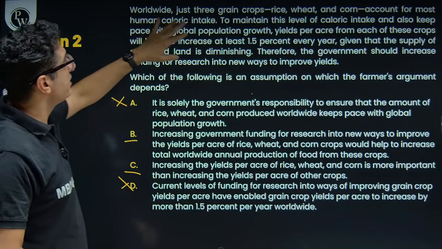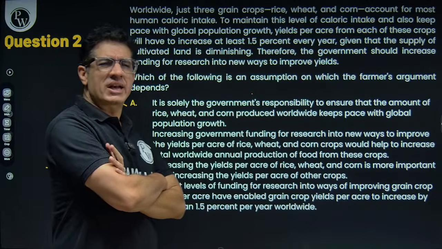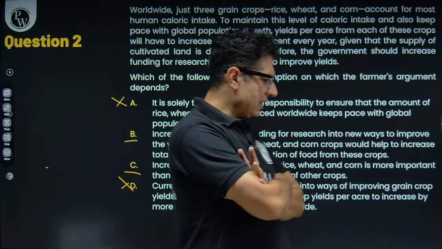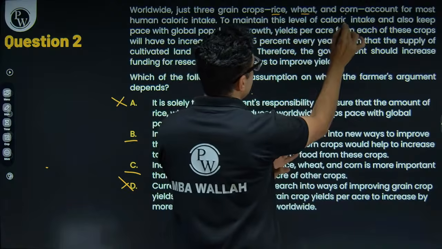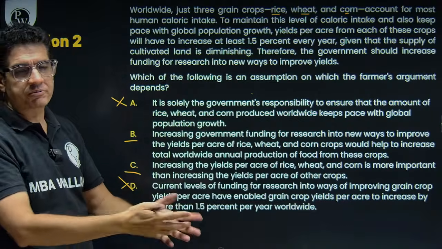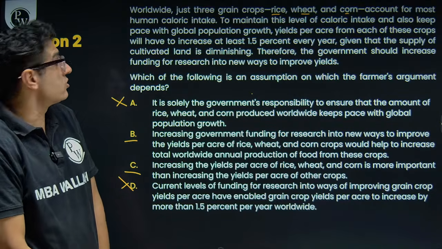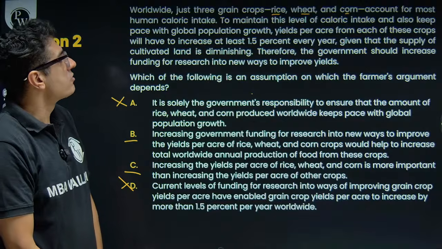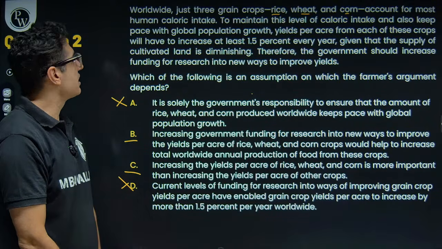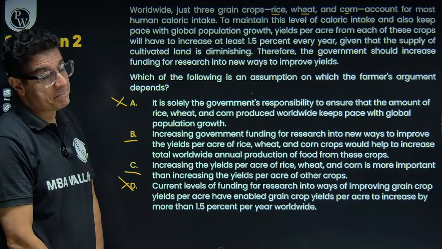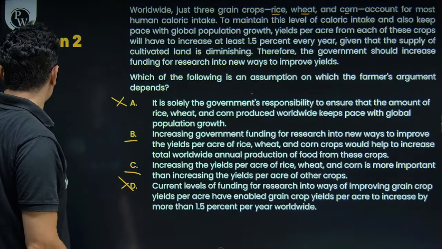Let's start. Worldwide, just 3 grain crops, rice, wheat, corn, account for most human caloric intake. So if you look at the calories that we consume in a day, and you look at people around the world, you'd notice that 3 grain crops, rice, wheat and corn, account for most of the caloric intake. To maintain this level of caloric intake and also keep pace with global population growth, yields per acre from each of these crops will have to increase at least 1.5% every year, given that the supply of cultivated land is diminishing. Therefore, the government should increase funding for research into new ways to improve yield.